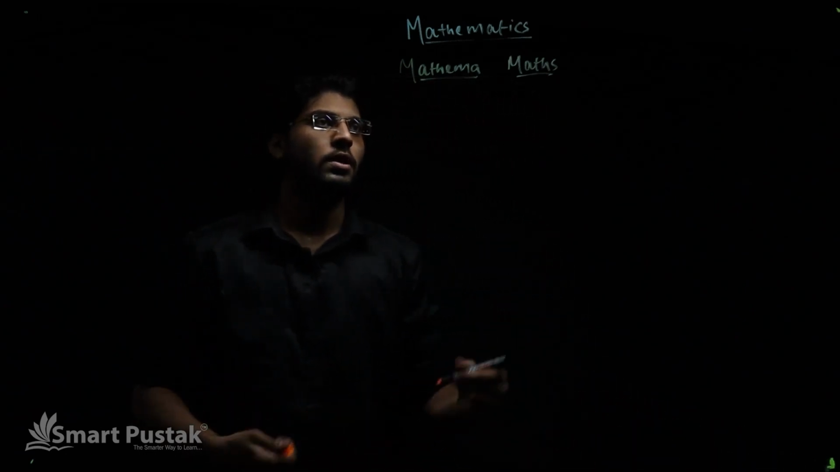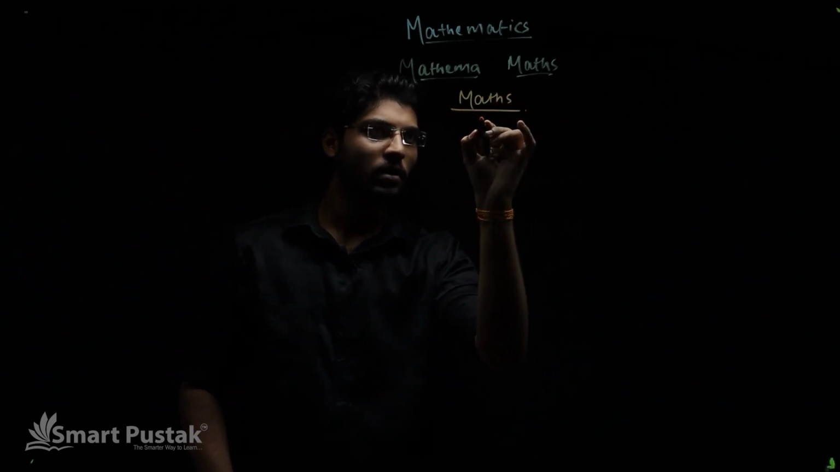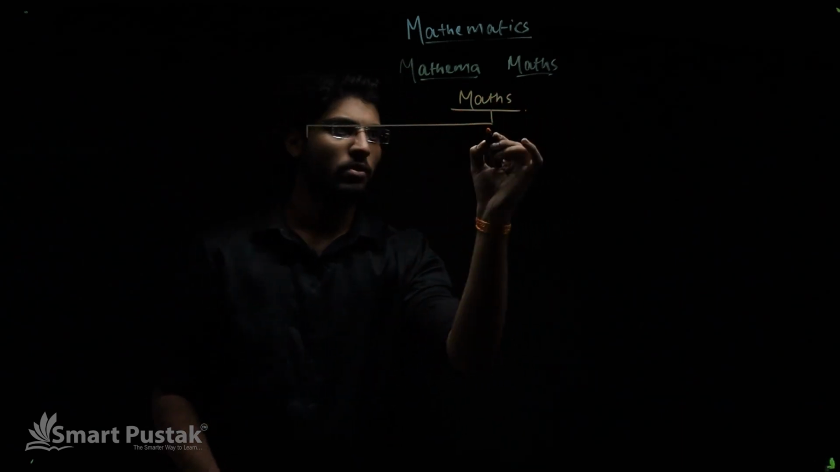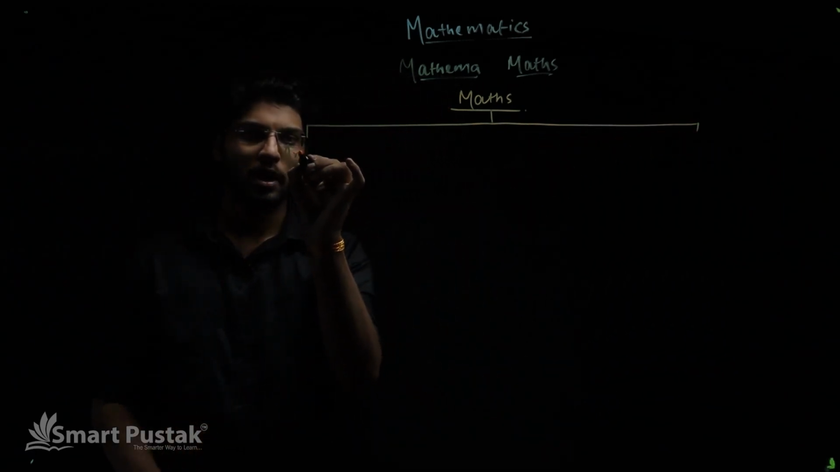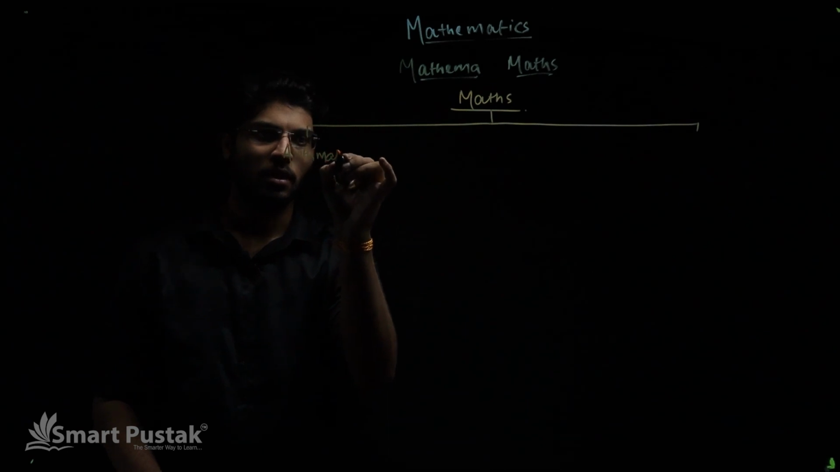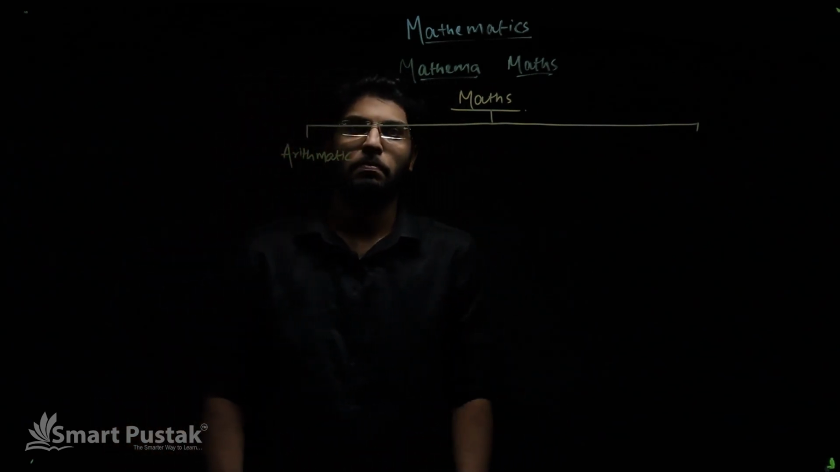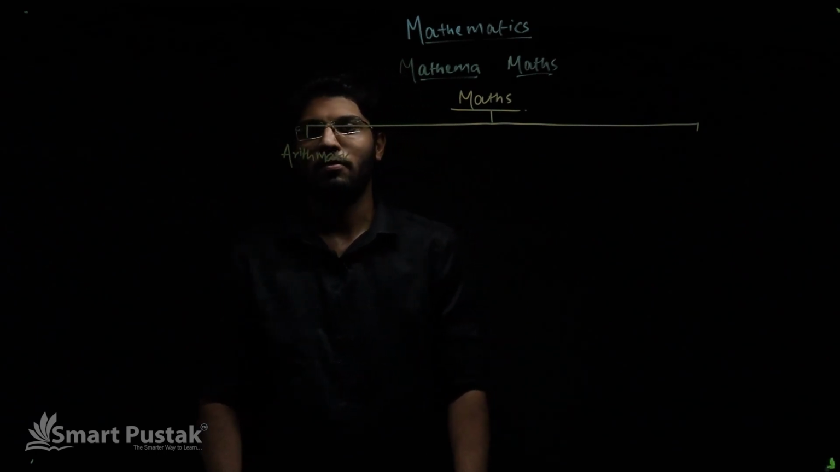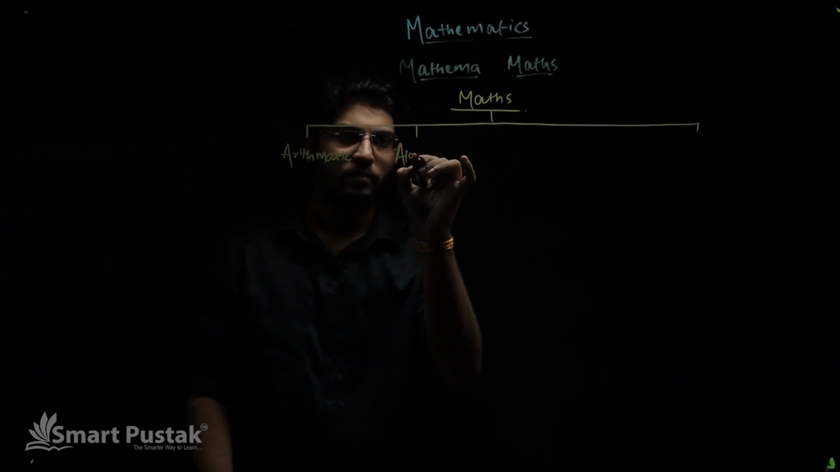Now we will study the various branches of mathematics. We will briefly discuss all of these branches. First branch is arithmetic. Arithmetic is the branch of mathematics that deals with playing with numbers, or manipulation of numbers. Second branch is algebra.